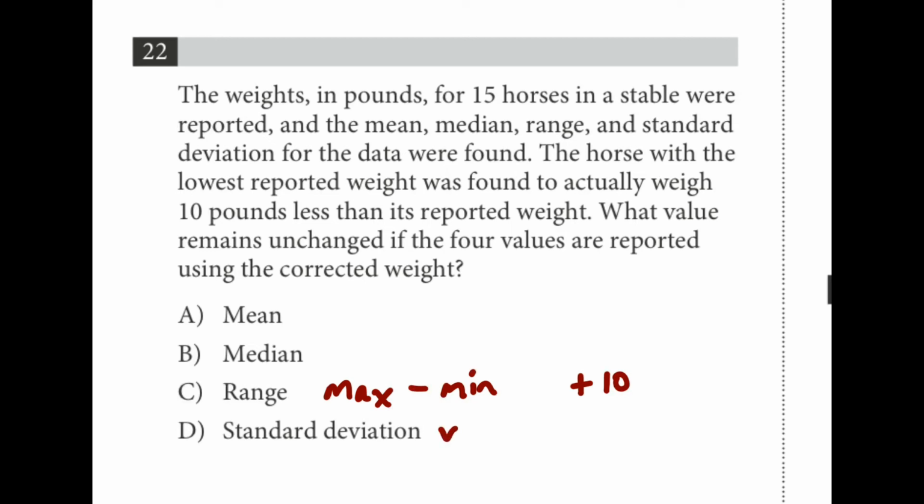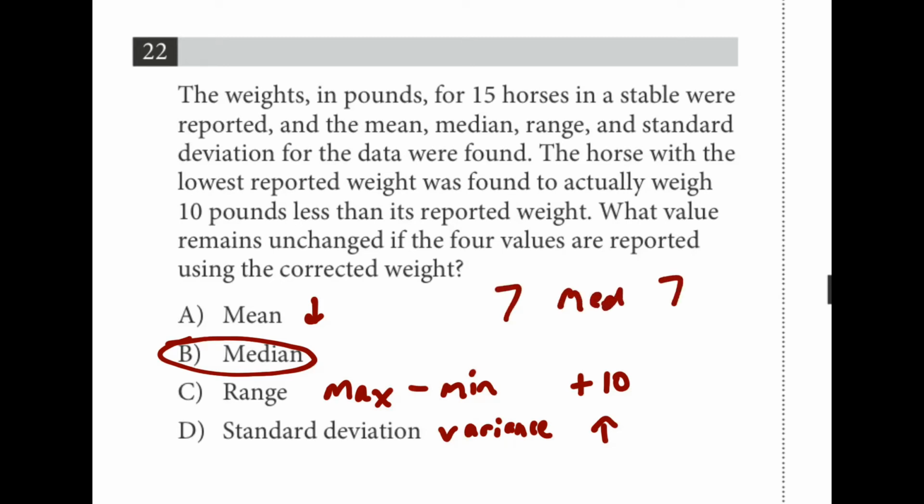The variance, or standard deviation, will change. It's going to go up. The average, or mean, is going to actually go down. And the median is the only one that will not change, because we don't have any new values, so we'll have the 7 smallest, the median, and then 7 bigger than that. Doesn't matter if we swap out one of those values.